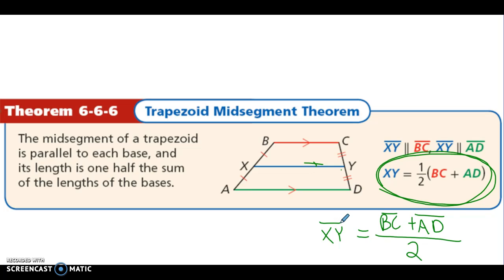So half of BC plus AD is the same thing as BC plus AD divided by 2, right? In math, what do we call it where we add 2 numbers up and we divide by 2? Or we add 3 numbers up and we divide by 3? Or we add 10 numbers up and we divide by 10? Yeah, it's average. So this looks like a hard formula, but it's not. It's just the average of the bases. If you can remember those few words, the average of the bases, that's all you're doing.